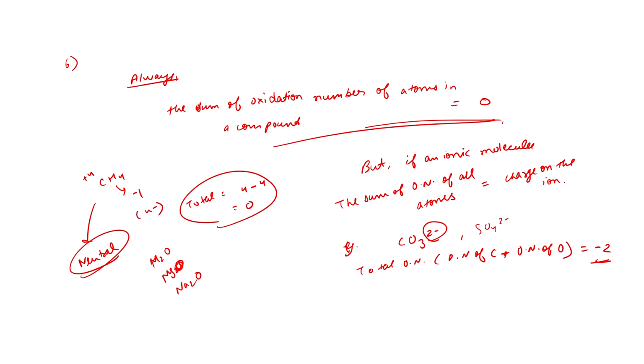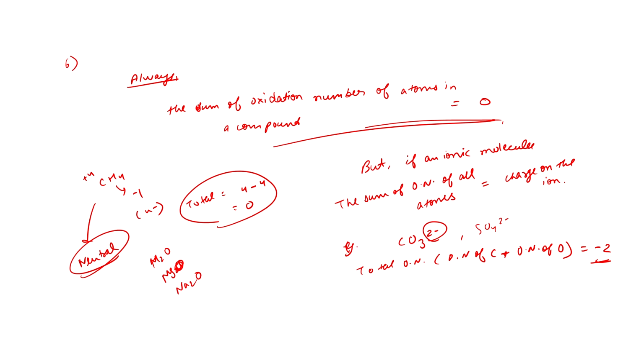This is one of the basic rules you have to keep in mind: the sum of the oxidation numbers of all the atoms in a compound will always be equal to 0. In CH4, the charge on hydrogen is +1 each and the charge on carbon is -4. It is not 0 individually because there are 4 hydrogens, so 4 minus 4, the total charge is 0.